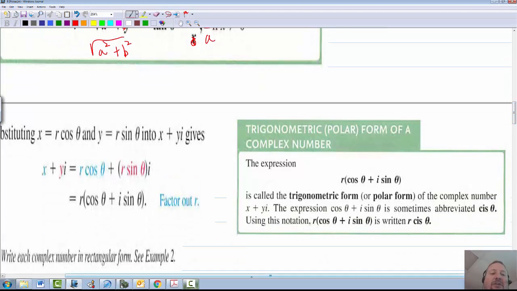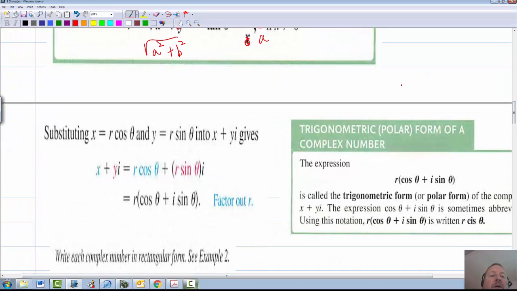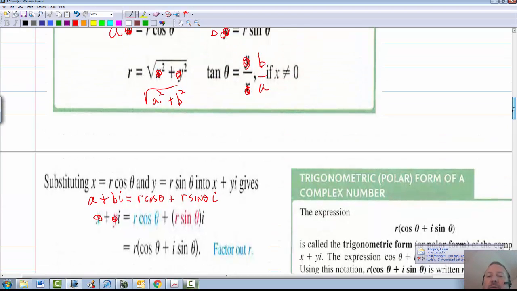Now we're going to do some substitutions, which is simple. And again, I'm going to use a and b. A plus bi can now be written like this: r cosine theta plus r sine theta i. So all I did is change the x and y to be a and b. And all it is is a simple substitution.